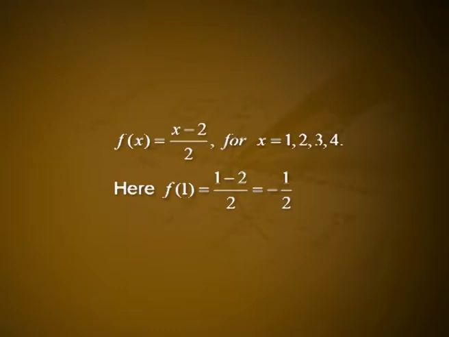1, 2, 3, 4. Here f of 1 equal to 1 minus 2 by 2, that is equal to minus 1 by 2, which is not valid, because by the property of probability mass function, f of x is greater than or equal to 0 for all x. So, the given function is not a probability mass function.